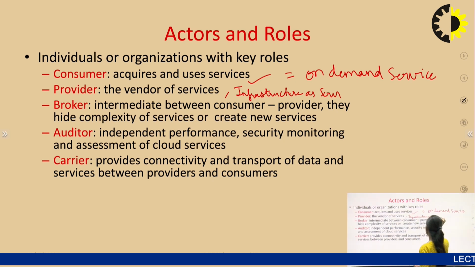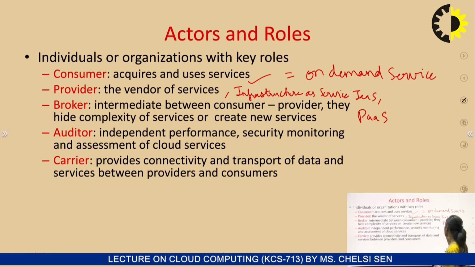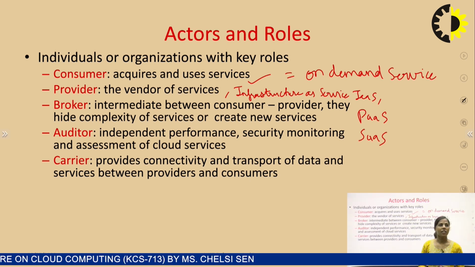In short, we can say it is IaaS. Then it also provides platform as a service, that is called PaaS. Then it provides software as a service, that is called SaaS. So these are the different providers, the different vendors which provide different types of services.